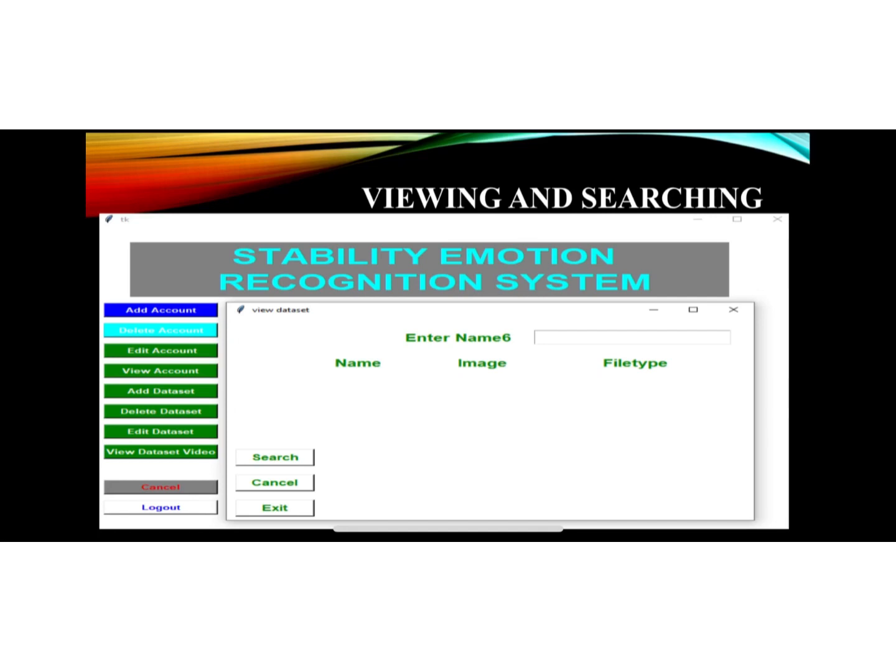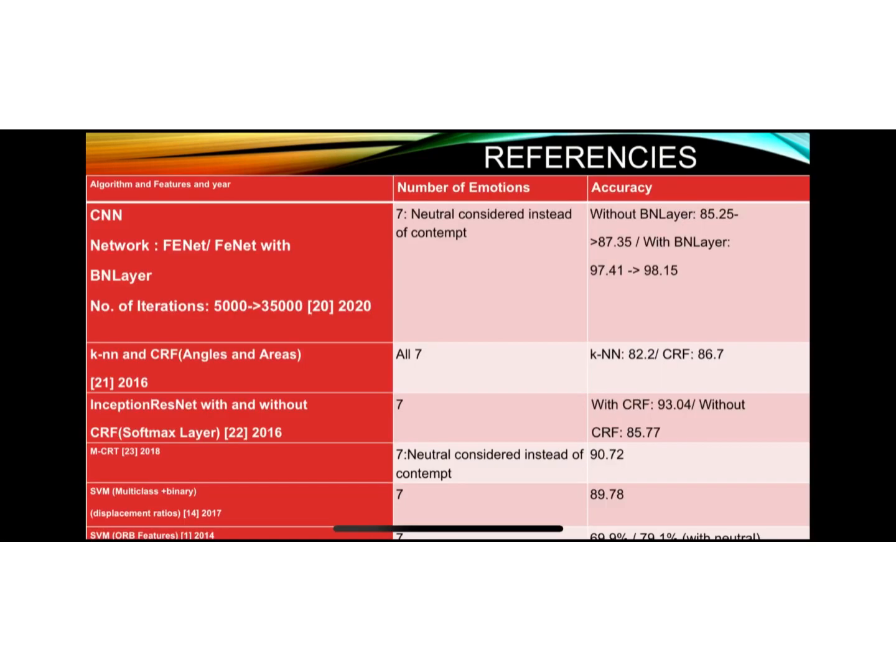This system allows you to view and search for images that have previously been used, and also to search for specific expressions that are within the system database. And here, you can enter a name in the system. If it is there, it shall find it. On the side, they have features like view data set videos. Here is a table of references.